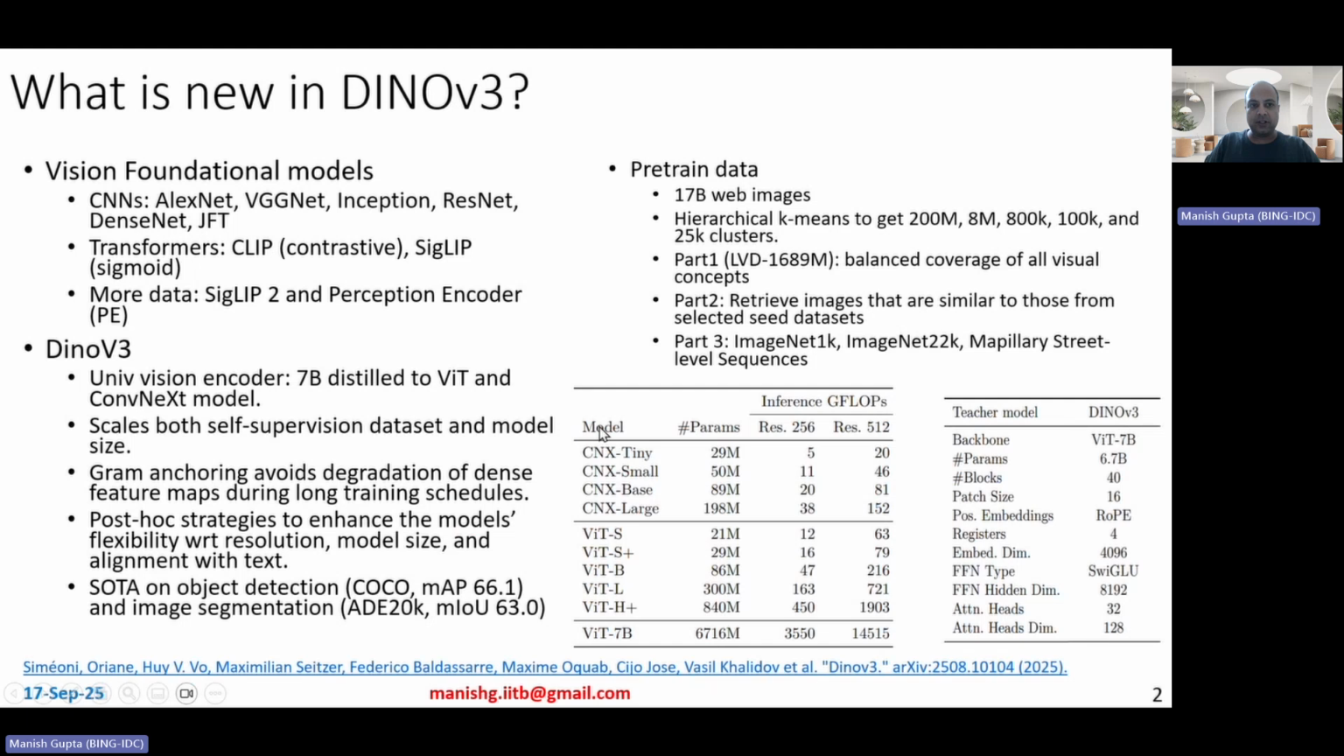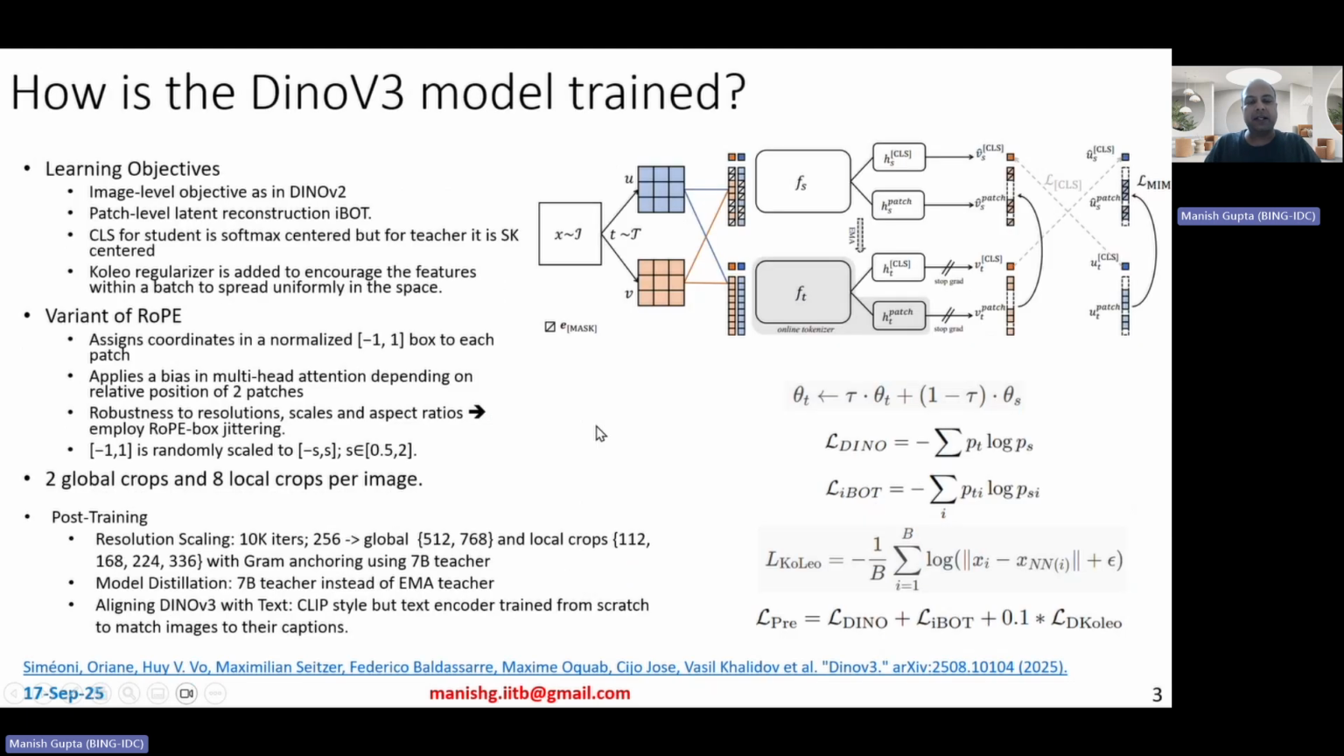Right. So let's delve deeper and understand how the DinoV3 model is trained. DinoV3 has been trained primarily using the DinoV2 recipe. I'll quickly recap in this video how DinoV2 has been trained, what the recipe is, and how DinoV3 is slightly different from that recipe. Okay. So in DinoV3, both of the learning objectives that were there in DinoV2 have been taken here.